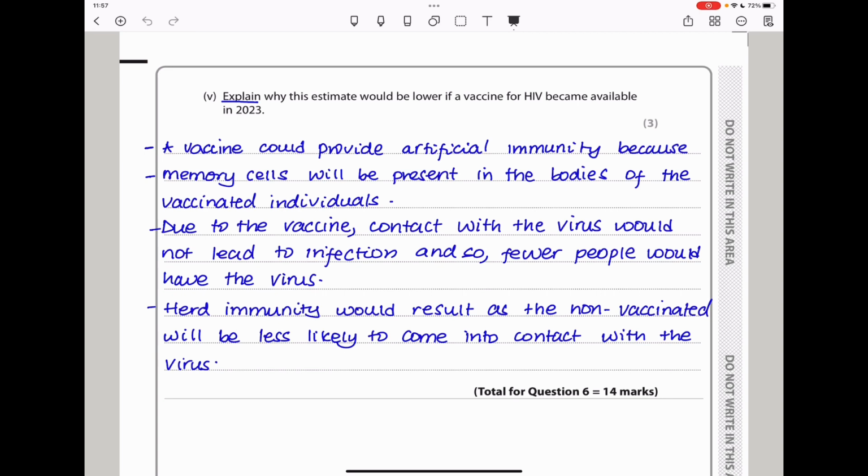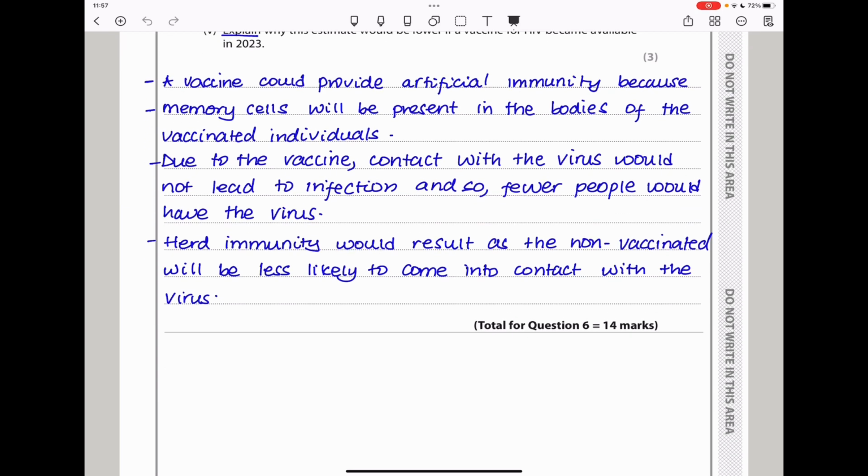And then the unvaccinated people, so in this case, if we have fewer people that are infected due to the vaccine fighting off the virus, it means those who are not vaccinated will have a lesser chance of coming into contact with people who have HIV, and therefore even the unvaccinated people will have a lower chance of catching the HIV. We call this herd immunity. Herd immunity will occur because the unvaccinated will be less likely to come into contact with the people who have the HIV, and therefore they will also have a lower chance of catching it. So this brings us to the end of question 6.